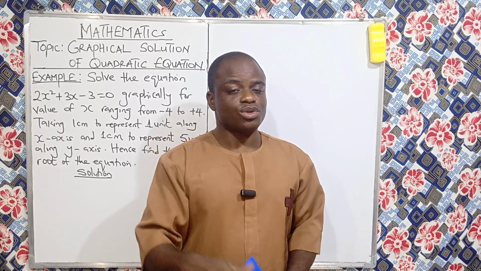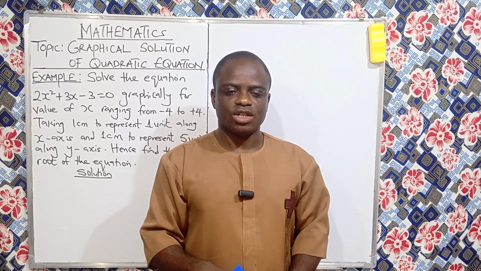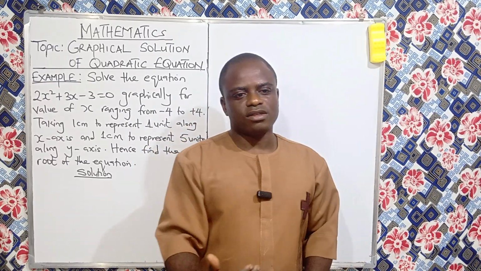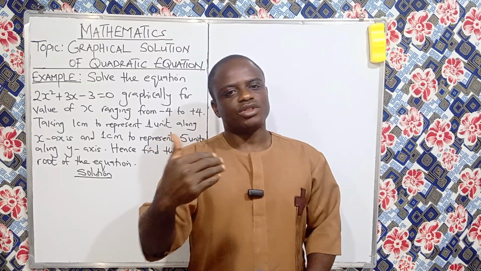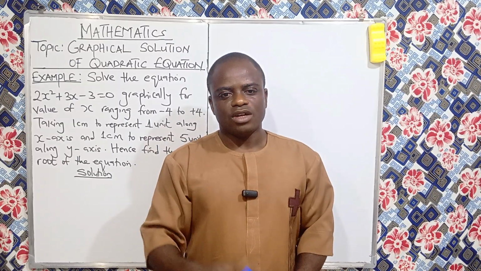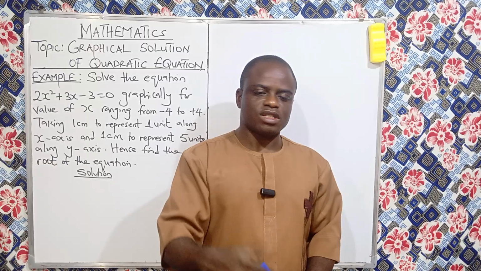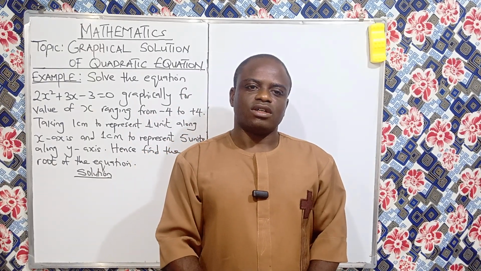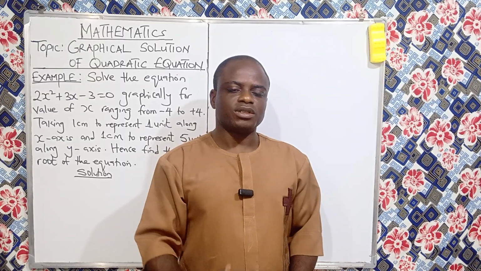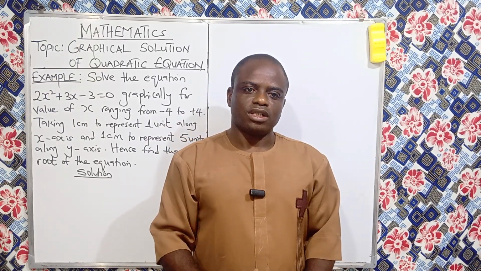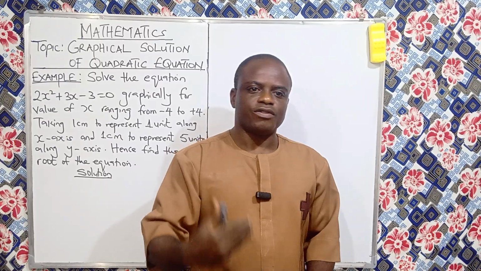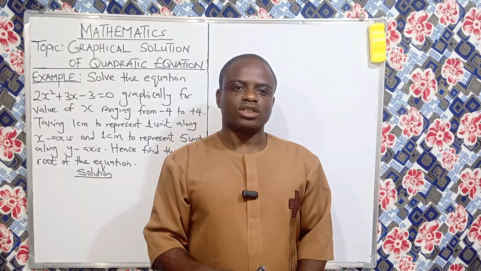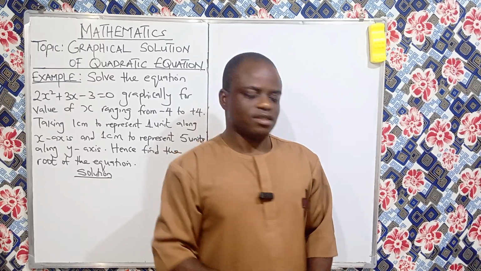Today we consider the graphical solution of a quadratic equation that involves representing the scale on the y-axis as 1 centimeter to represent 5 units, and on the x-axis as 1 centimeter to represent 1 unit. In our last class, we considered 2 centimeters to represent 5 units on the y-axis and 2 centimeters to represent 1 unit on the x-axis.